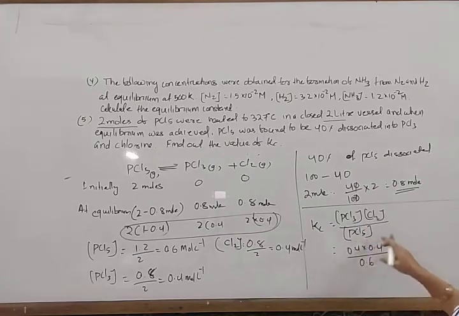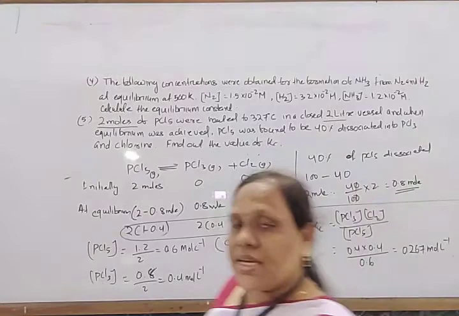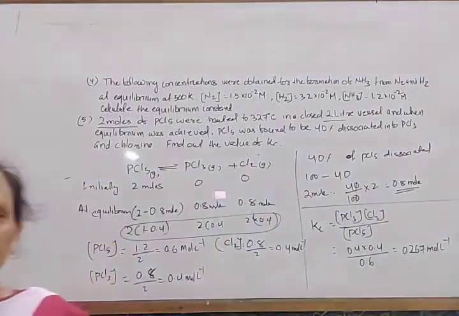So this is mole per liter, and this is also mole per liter. Multiply this and divide by 0.6, and you will find the answer is 0.267 mole per liter. So in this way you can solve this type of problem.